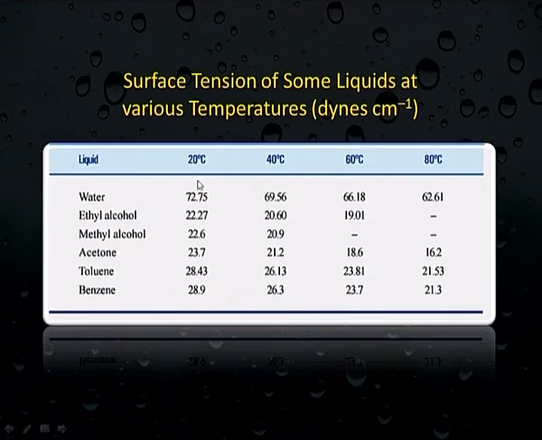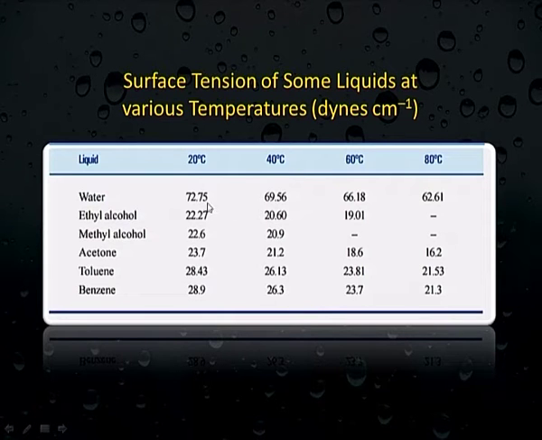Here we can see the effect of temperature with the help of this table also. In this table, surface tension of many liquids, water, ethyl alcohol, methyl alcohol and many more have been reported at various temperatures: 20 degree, 40 degree, 60 degree and 80 degree Celsius. Surface tension has been reported in dynes per centimeter.